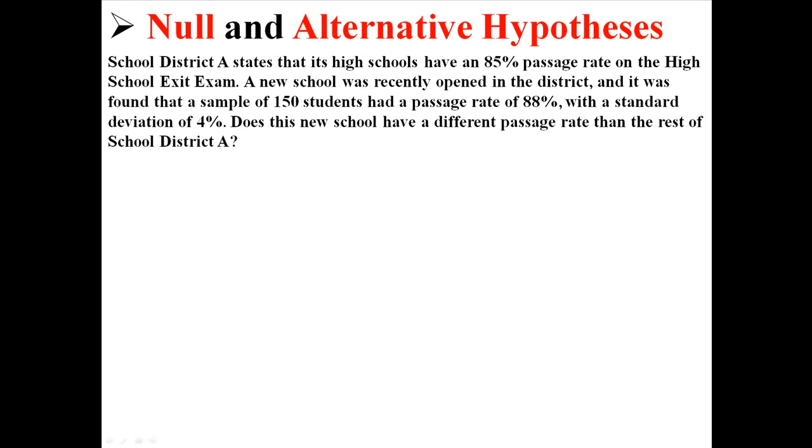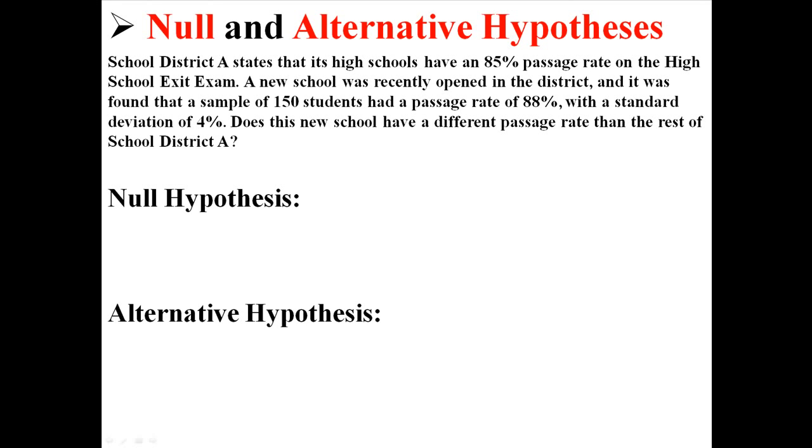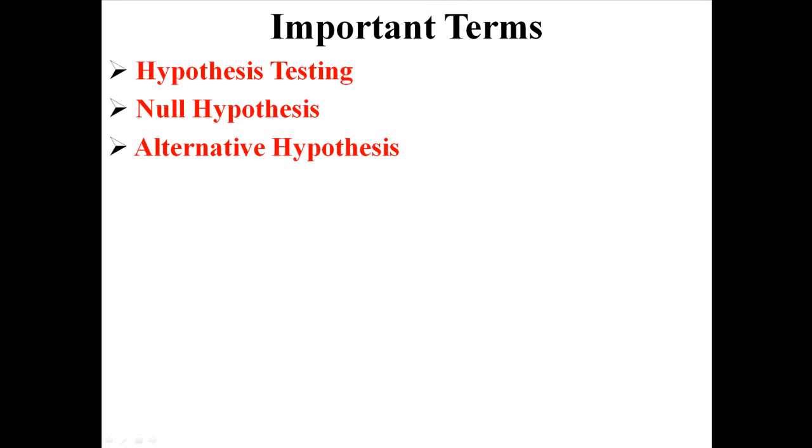So for this example, for the null and the alternative hypotheses, the null hypothesis H0 is that the mean is equal to 85%. We're going to start off with the assumption that this new school has the passage rate of 85%, just like every other school in the district. And our alternative hypothesis, H1, is that the mean is not equal to 85%. The claim that we're testing is that this new school may have a passage rate that is different from the expected 85%. So that is hypothesis testing with null and alternative hypotheses.